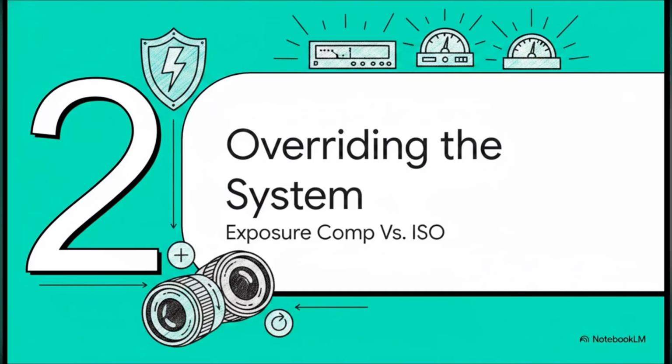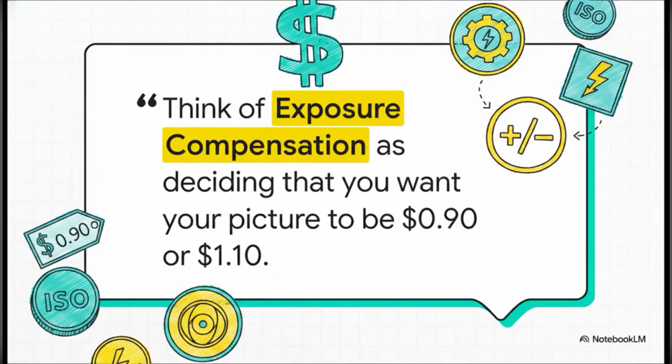Moving on to Section 2. Exposure compensation versus ISO. Overriding the machine. Now that we know exactly why the camera messes up, let's figure out how to fight back. We'll do this by clearing up the confusion between two really critical settings. I absolutely love this analogy I found from a user on Reddit, breaking down the whole complex economy of exposure into literally just pocket change.